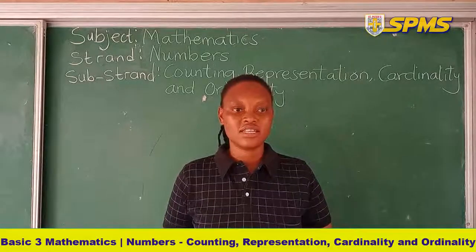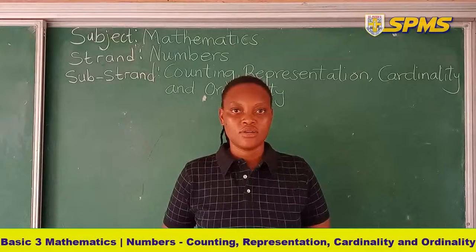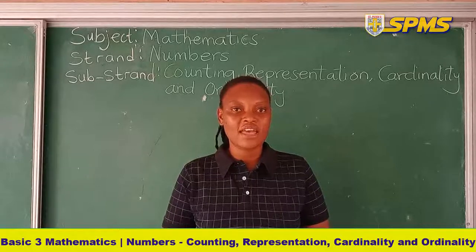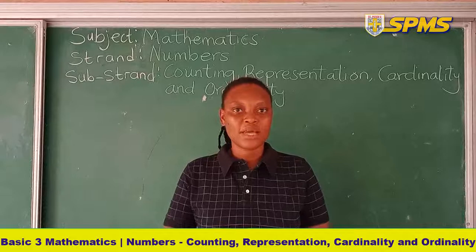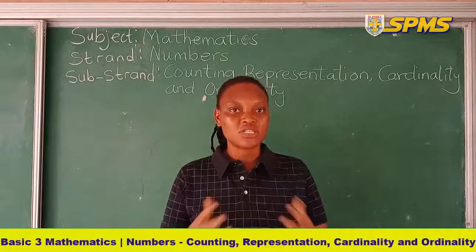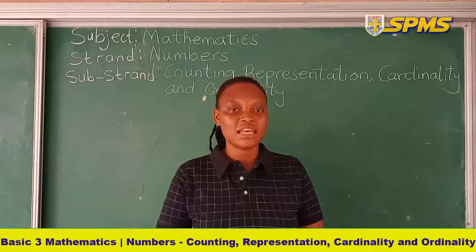Now our second keyword, we have place value. It is the value of where each digit is in a number. So we need to find where the number is, the value of where the number is, to know the place value of that number. You can say that it is the position of the number, where it is placed. That's why we have place value.